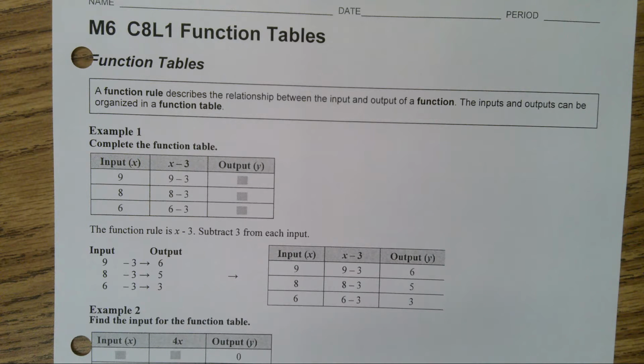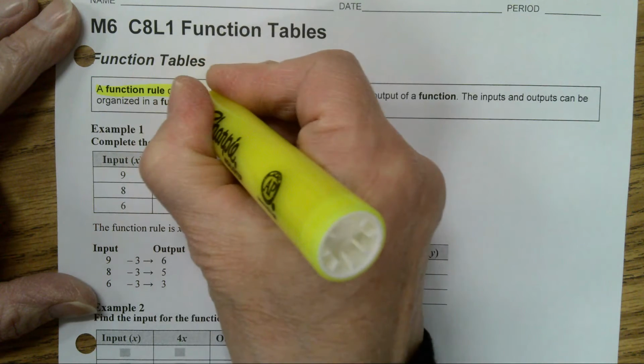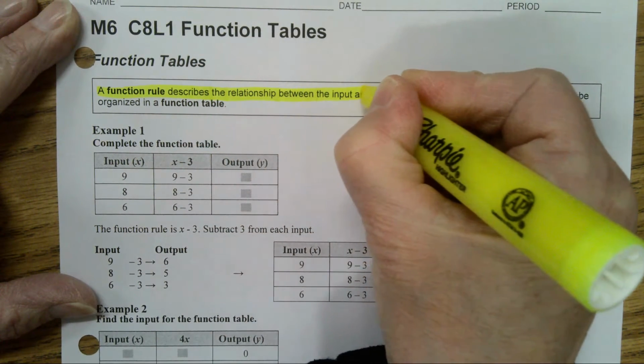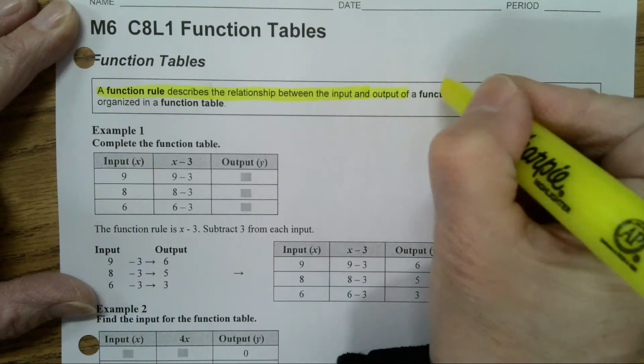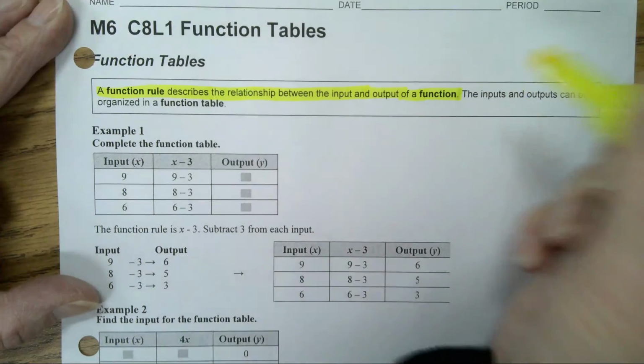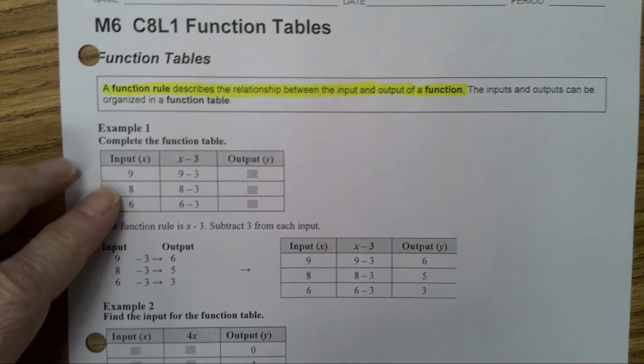First of all, you have to know about a function rule. So if you have a highlighter, you can highlight it. A function rule describes the relationship between the input and the output of a function. Okay. The function rule. All right, so here we have a table.